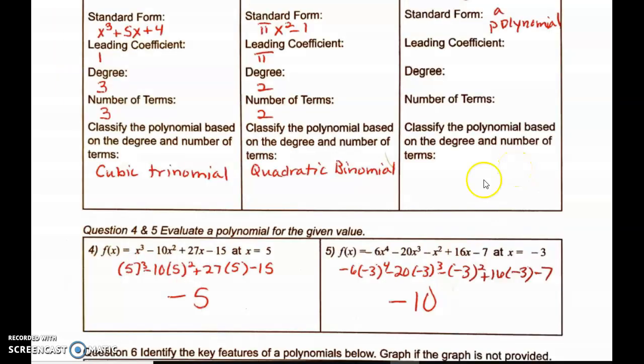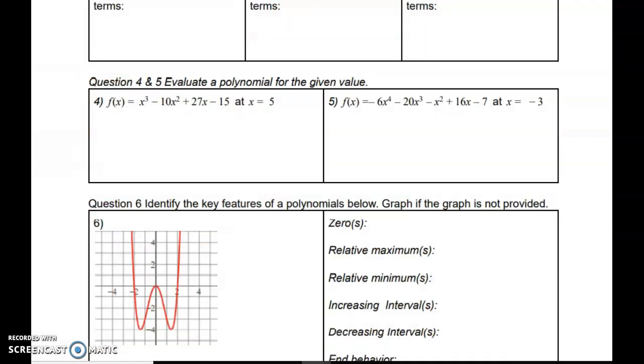All right, so here are the answers to 4 and 5. I just went with the plugging in substitution method, and I just substituted 5 in for every x, and I simply used a calculator to find the answer. So both of those evaluated. Number 4, you should have gotten -5, and 5, you should have gotten -10. If you did synthetic substitution, you still would have gotten those same answers. All right, let's move on.